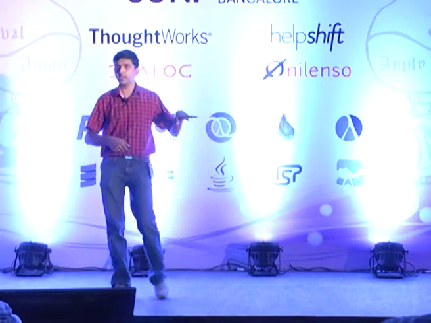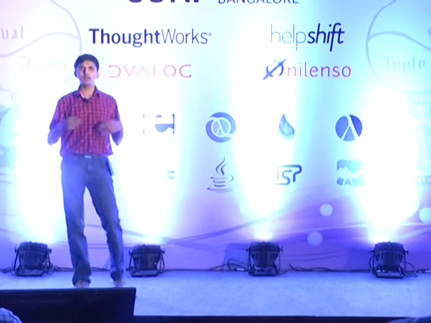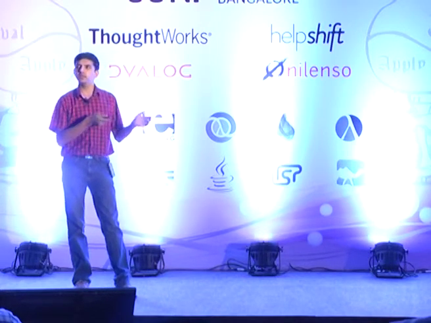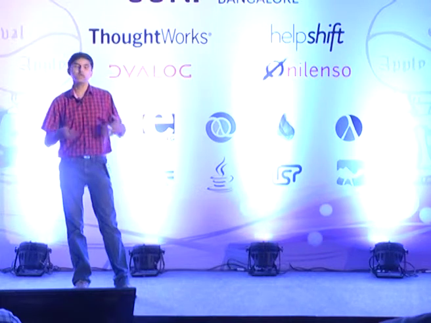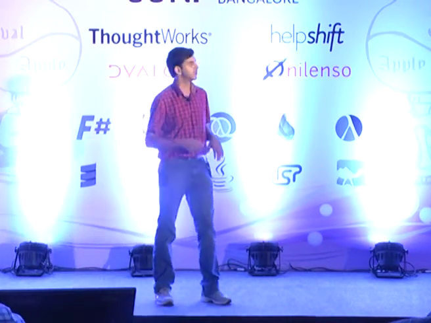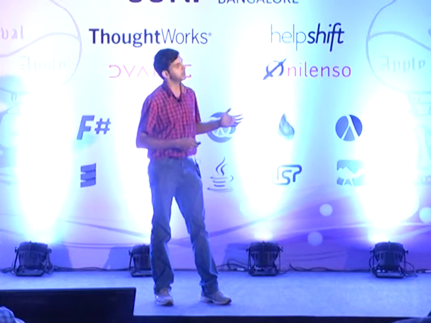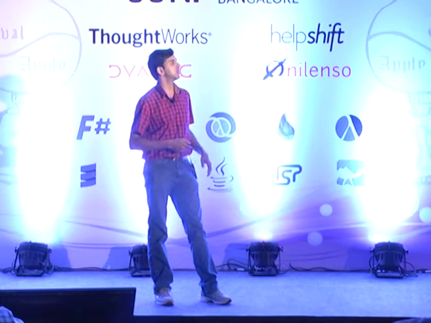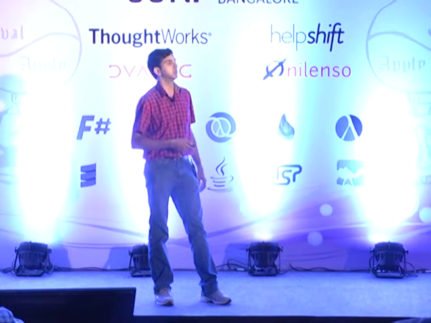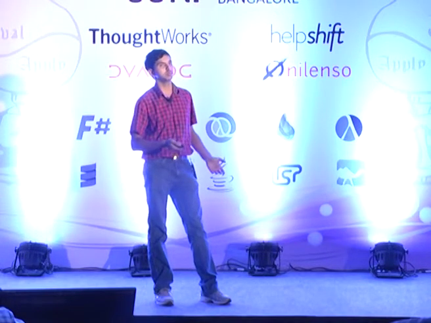Cascading is a Java API on top of these MapReduce APIs that allows you to forget about MapReduce and think about data flows. So what does it mean? They have borrowed a lot of concepts from the world of plumbing. So you have taps. A tap can be either a source or a sink. A source is something that you read from, like your input file, and a sink is something that you write to. Easy.